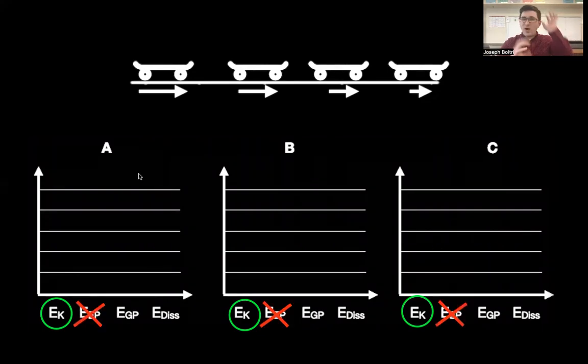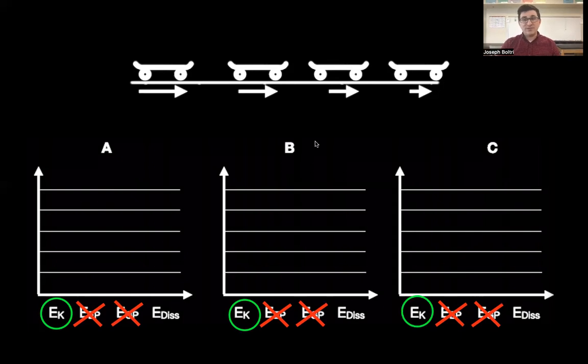We see that it's not wound up, it's not a wind up toy or anything like that. So there's no elastic potential energy. It's not going up or down a hill. So there's no gravitational potential energy, which gets us to the only other energy that could be involved in the situation, which is dissipated energy. So let me show you how that works.